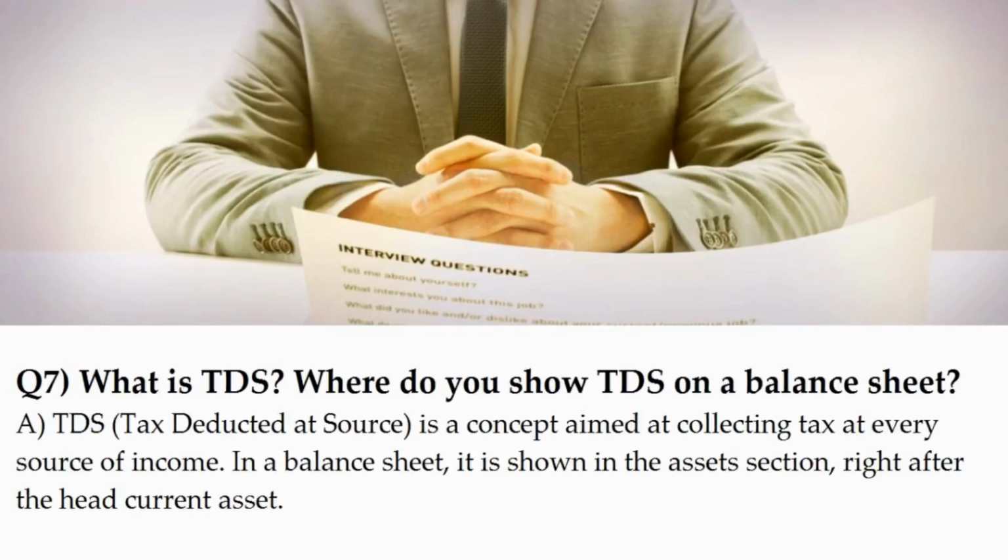Seventh question is, what is TDS? Where do you show TDS on a balance sheet? The answer is, TDS, tax deducted at source, is a concept aimed at collecting tax at every source of income. In a balance sheet, it is shown in the assets section right after the head current asset.